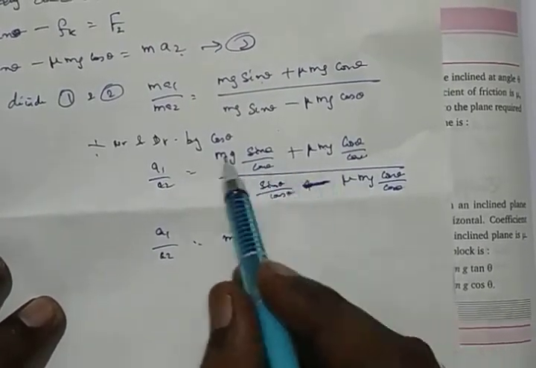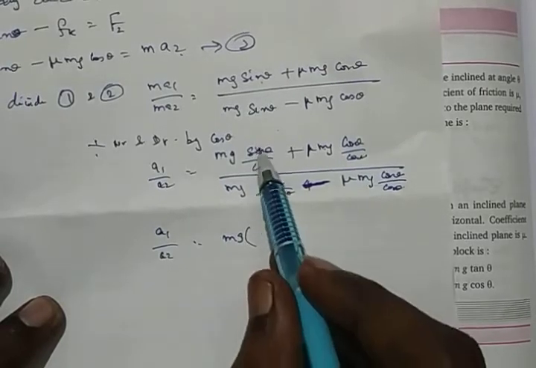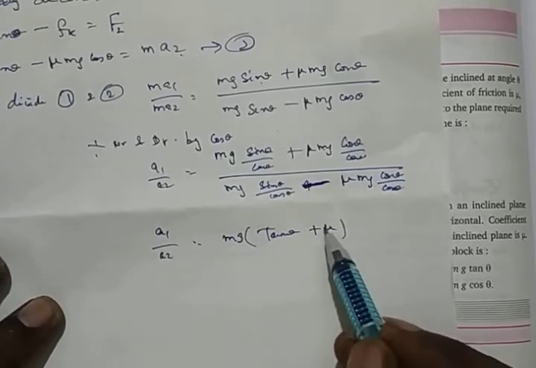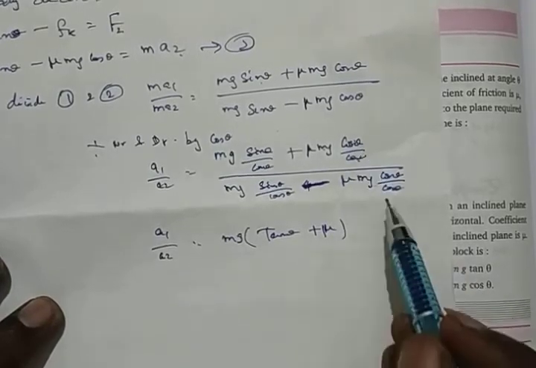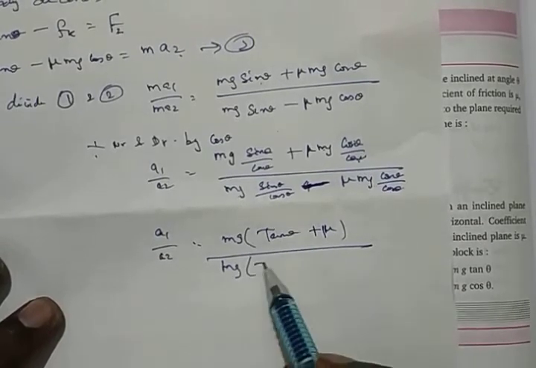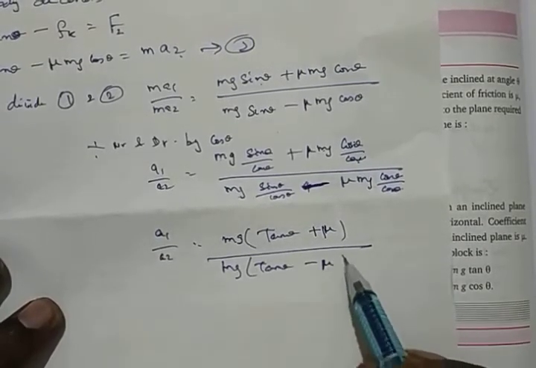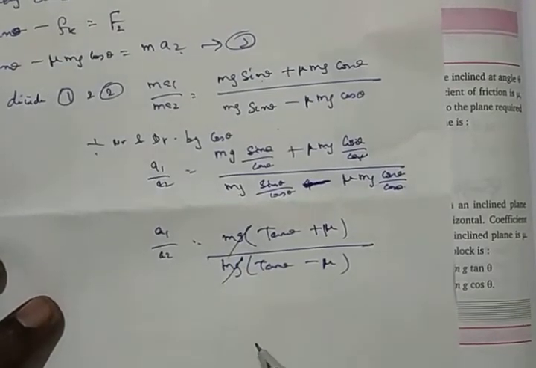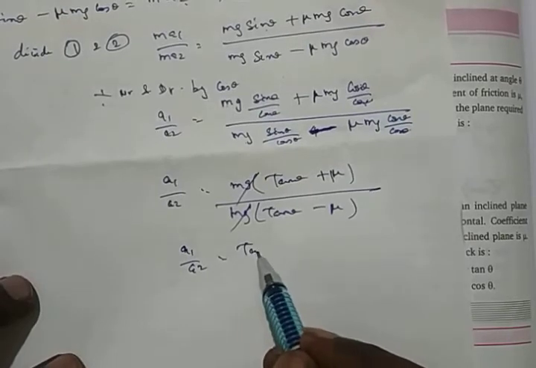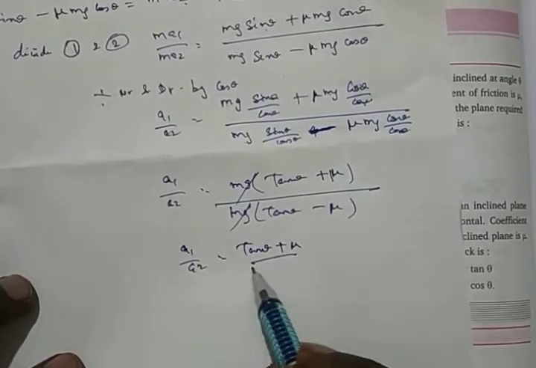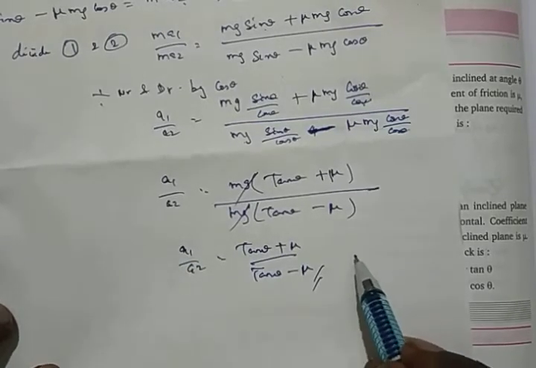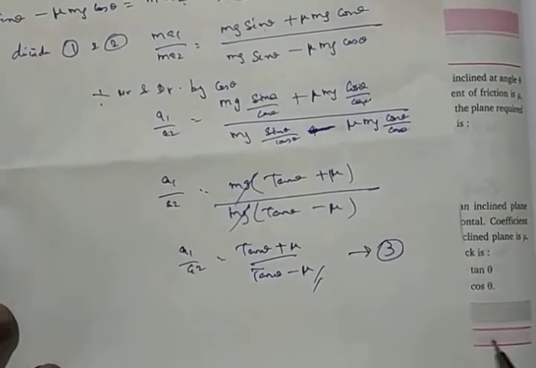mg you can take common outside. And what will this become? Tan theta plus mu, okay, cos theta will become 1, divided by mg common outside, which becomes tan theta minus mu. The mg will get cancelled out. So you get here a1 upon a2 is equal to tan theta plus mu upon tan theta minus mu. This is one of the equations you will get.